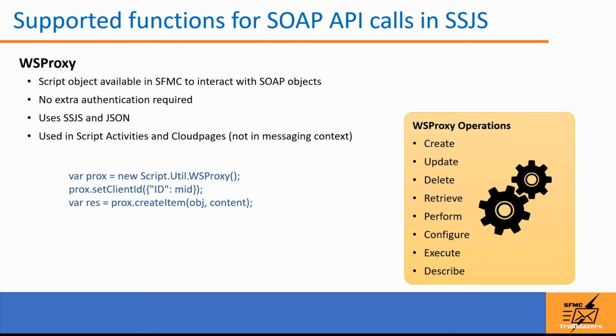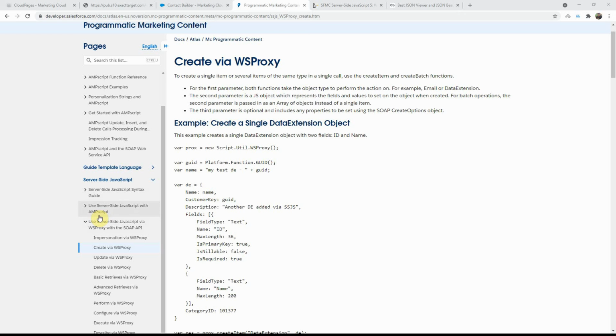Once you have this object, you have multiple methods you can use for interacting with the SOAP objects. As you can see, the various SOAP operations supported are create, update, delete, retrieve, etc. In the Salesforce documentation, there's a separate section under SSJS specific to WS Proxy, and you can refer to it for the syntax and examples.